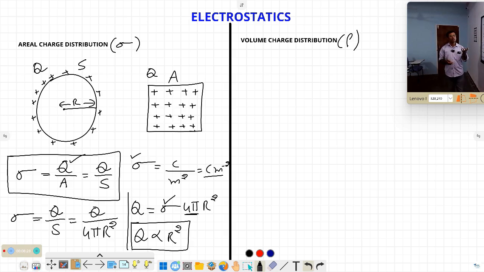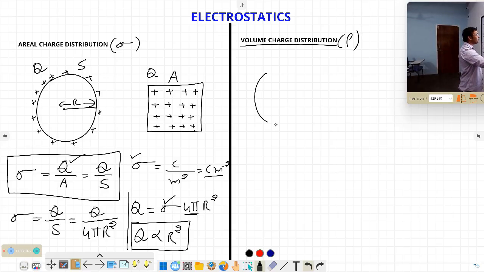So whenever you take a body with volume, that means the particles are distributed along the volume, and if you give charges to it, the charges will be accumulated throughout the volume of the body. That type of distribution of charge is called volume charge distribution. Here I can take the example of a solid sphere. Whenever you take a solid sphere of a certain radius r and give a charge to it, the charges are distributed throughout the body.